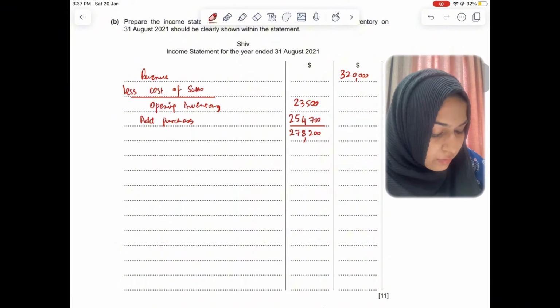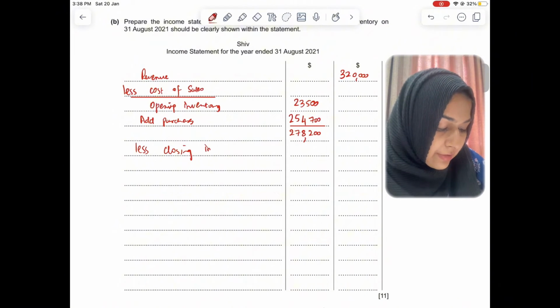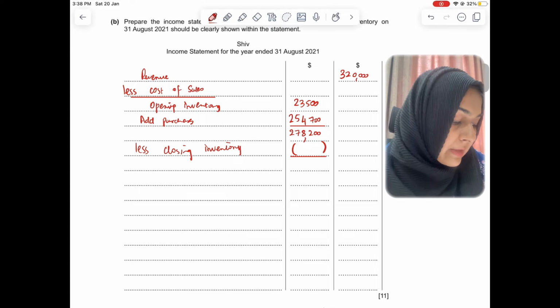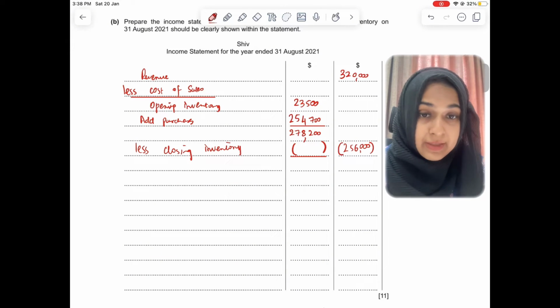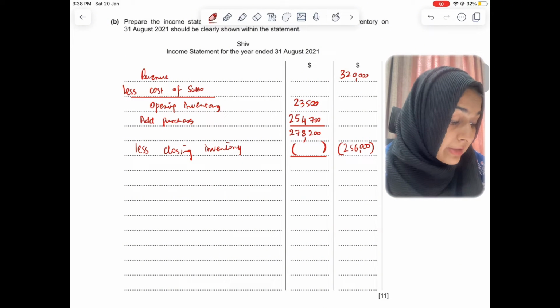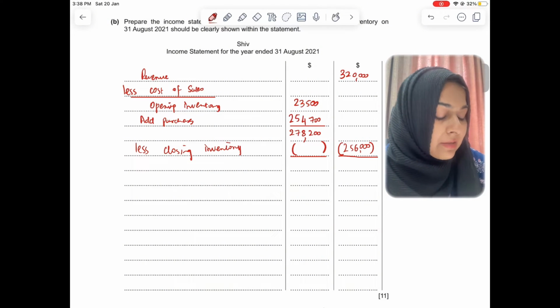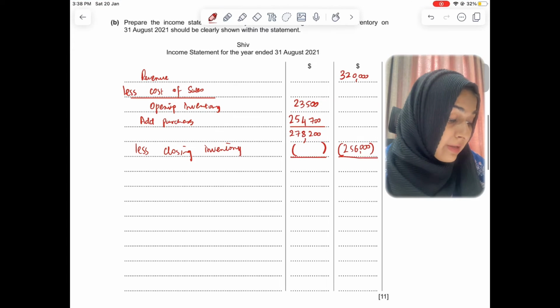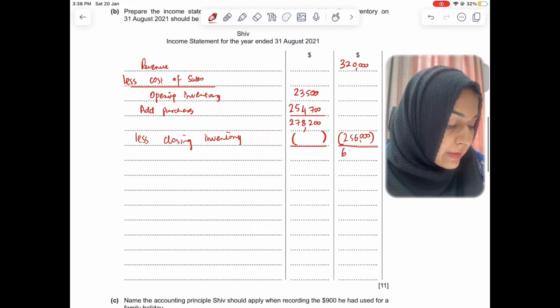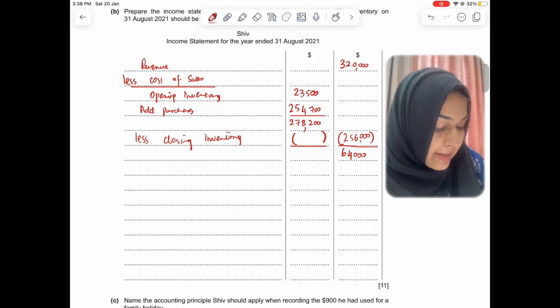Then you subtract closing inventory, less closing inventory. Now I don't know my closing inventory here, so I'll keep it unknown. I don't know the amount, but I know my cost of sales. So here I write 256,000, which I found out through cross multiplication, through the markup that was given in the question. Then when you subtract, 320,000 minus 256,000 should give you a gross profit of 64,000. And this will come here as gross profit.